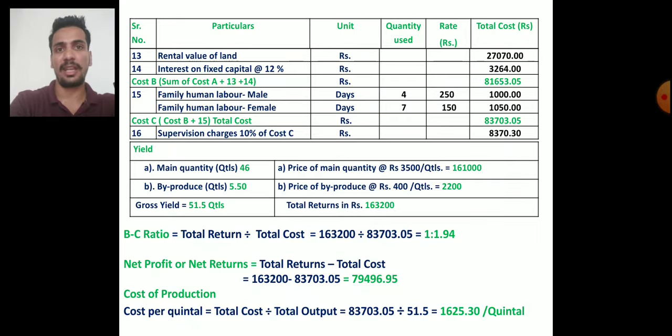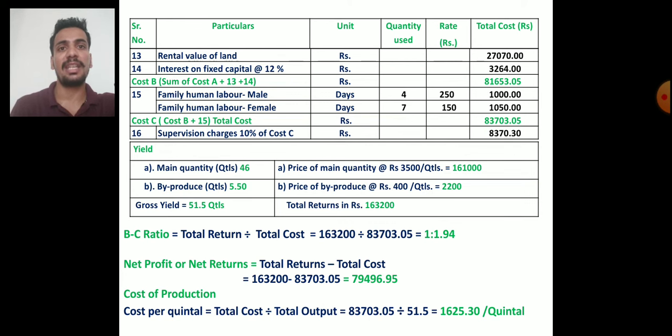Now cost of production, as we have earlier discussed how to calculate cost of production. Cost of cultivation means cost per hectare or cost per acre, and cost of production means cost per quintal of produce. So total cost divided by total output will be your cost of production or cost per quintal. Here my cost per quintal is 1,625 rupees per quintal. So this is a hypothetical or imaginary example for calculating the cost of cultivation.